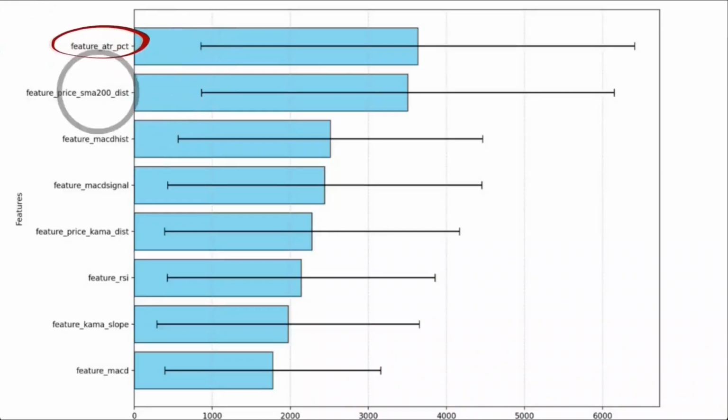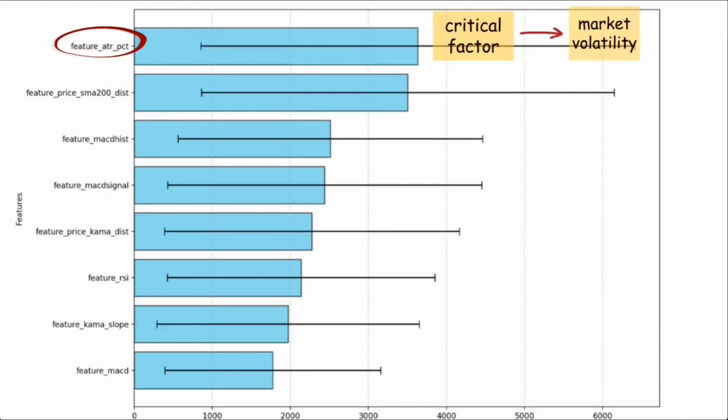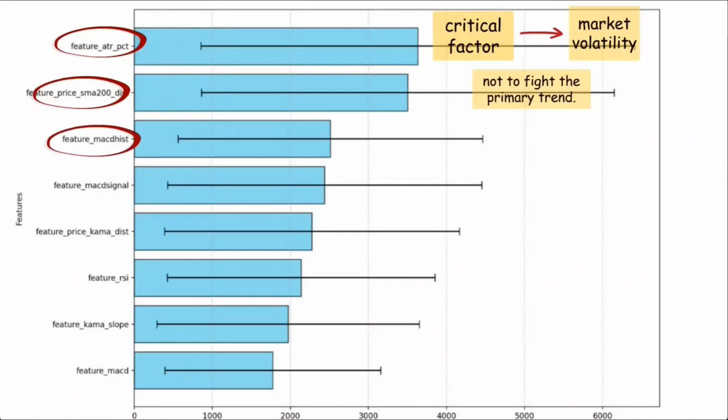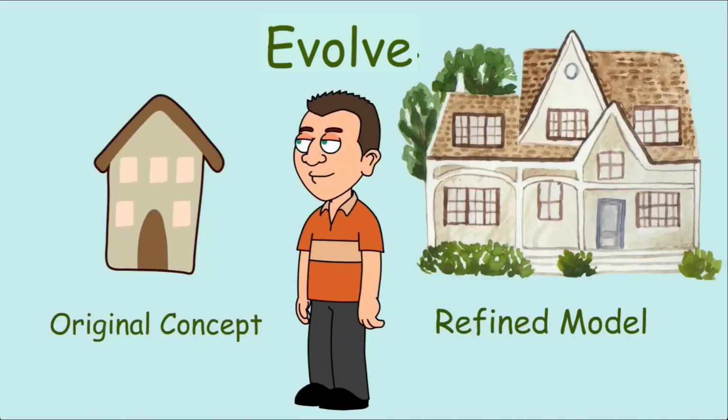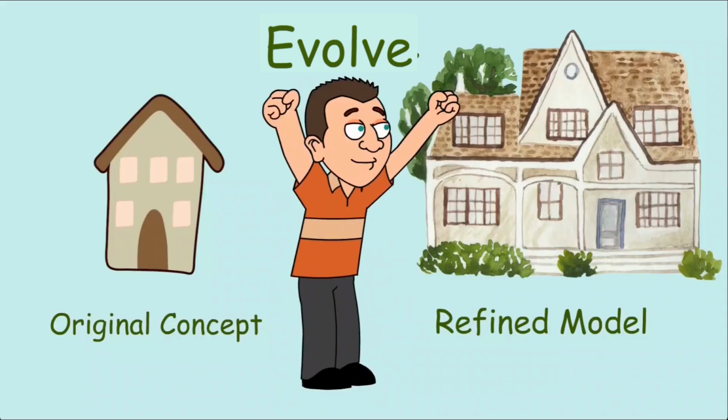Feature ATRPCT, highest importance. The model's most critical factor was market volatility. It learned to be highly selective, confirming the original article's core idea in a data-driven way. Feature price SMA 200 dist. The long-term trend filter was the second most important, proving the model learned not to fight the primary trend. Feature MACDHIST. The MACD histogram, a measure of momentum acceleration, was also highly valued for timing entries. The model had validated the initial concept, but had discovered a far more nuanced and robust way to execute it.